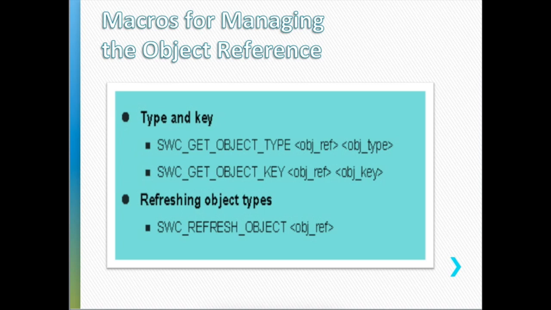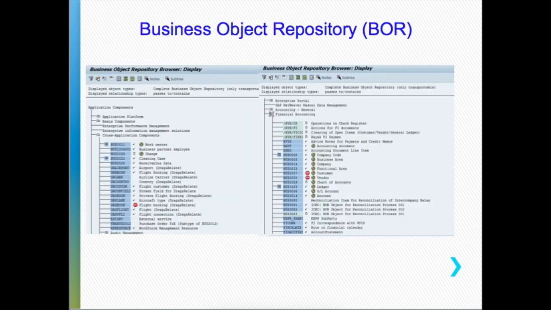If you want to do any object type reference or object key reference, or if you want to refresh any of the objects, these are the macros. Here, if you look at the screen, this is the BOR, the Business Object Repository. The transaction code is SW01. You can look at all the business objects available in the system, and whichever is suitable for your workflow definition, you can use that.